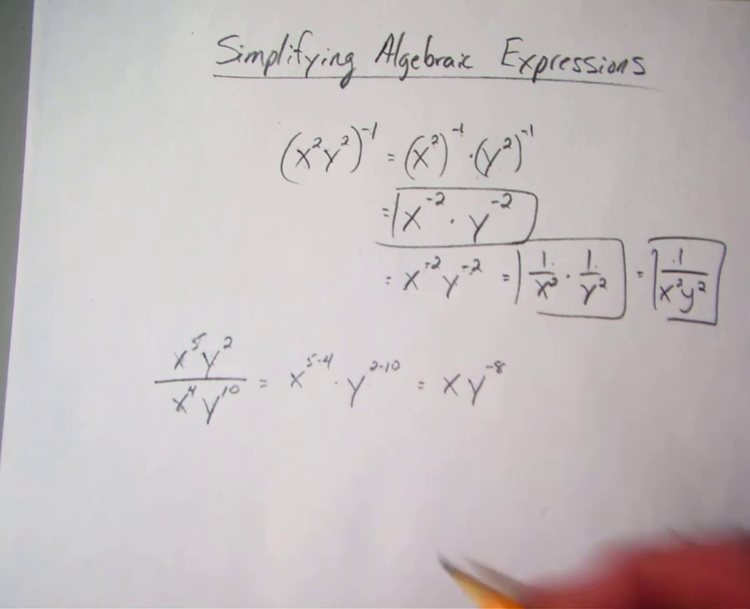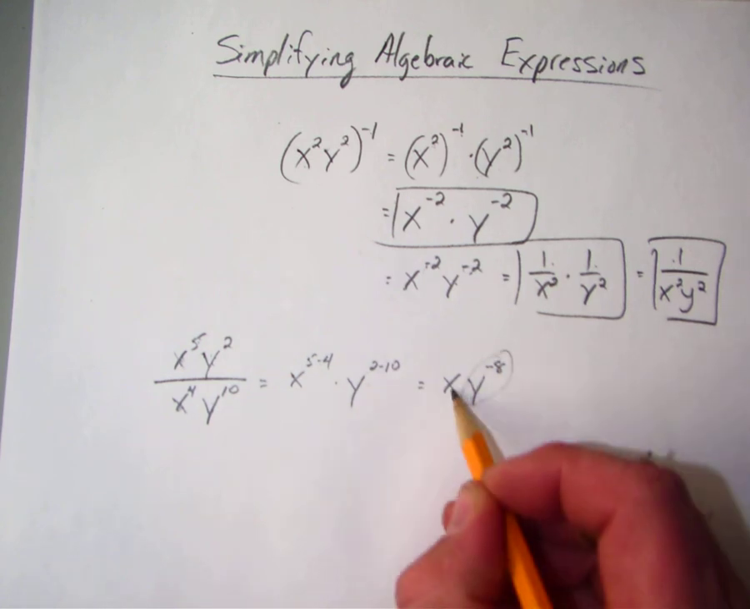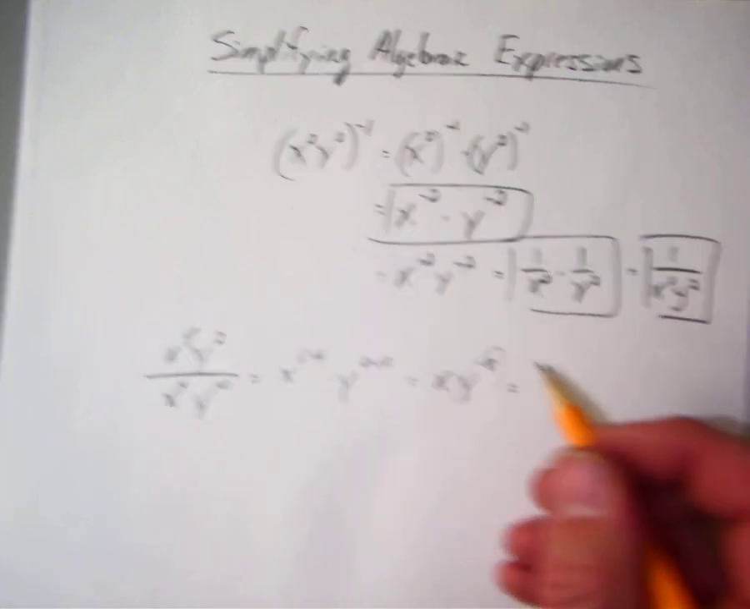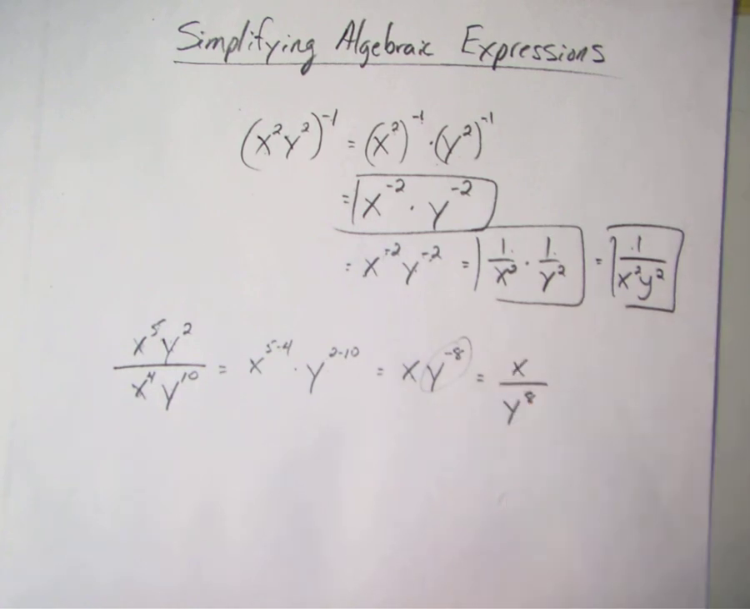And again, you cannot have negative exponents. So this right here, I have to take the reciprocal of. So x stays put. It doesn't move. So therefore, x stays, y to the 8th goes below.